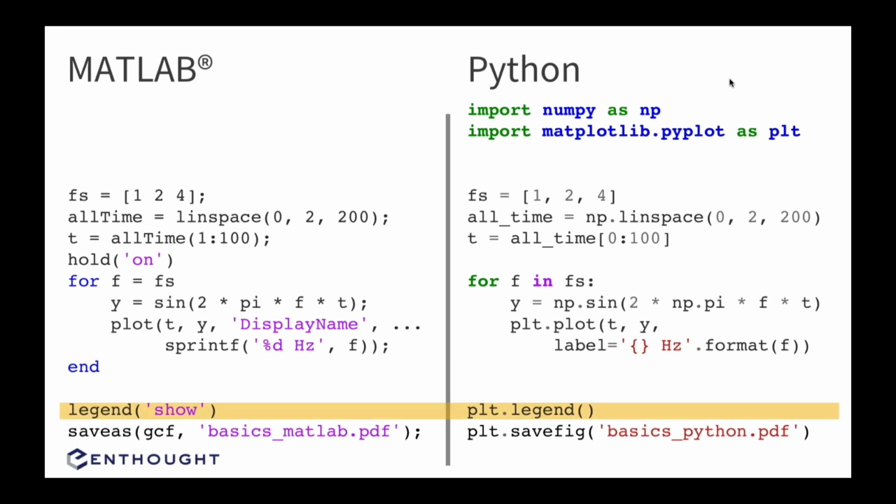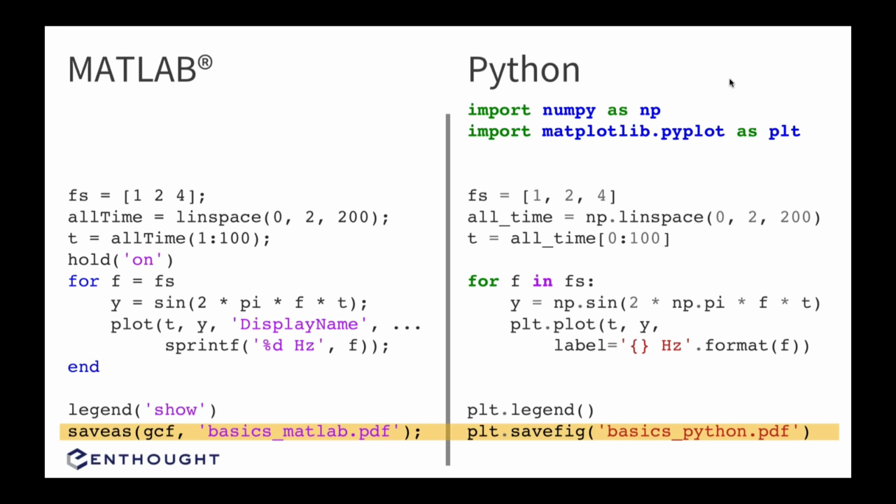Then I show the legend. I don't need to pass any arguments. Matplotlib is going to use the labels that are part of the plot to show the legend. And then I save the figure to a PDF. Again, Matplotlib knows that I'm actually talking about the currently active figure. There are ways of working with, for example, figure handles and axes handles, but I'm sticking to the higher level closest to the MATLAB API here. So as you see, the code is almost exactly the same from one side to the other.